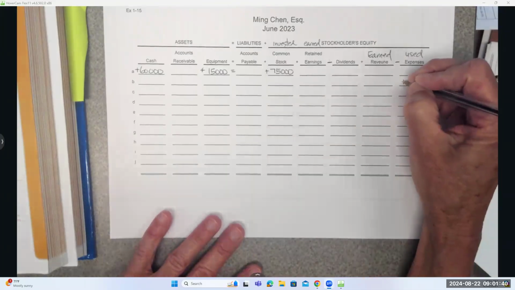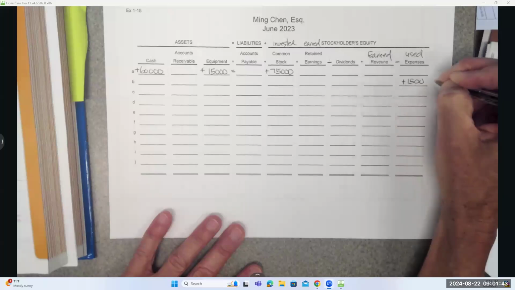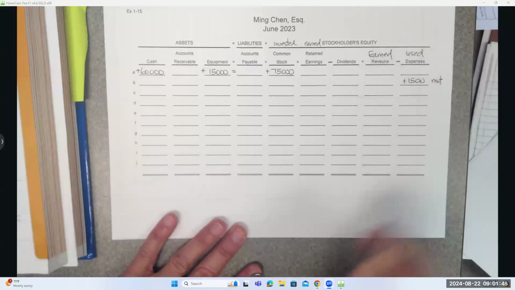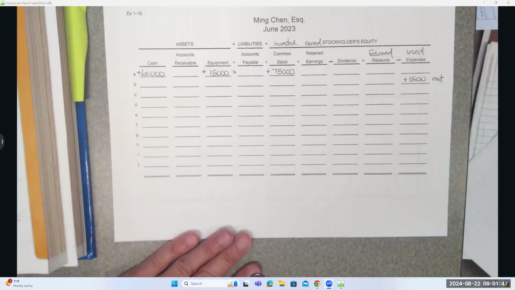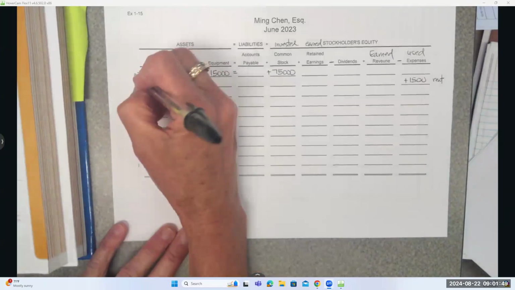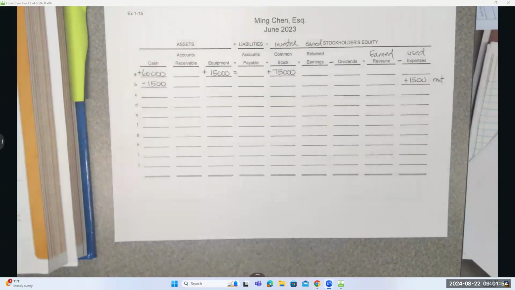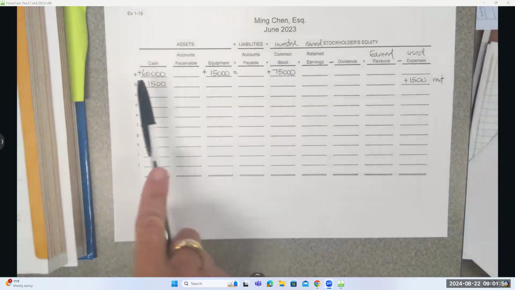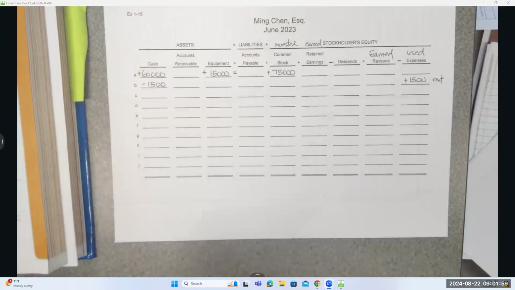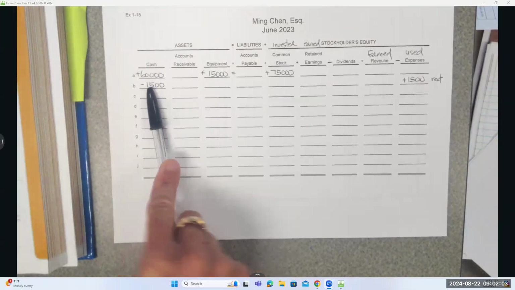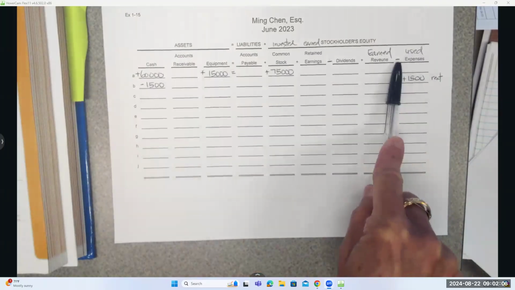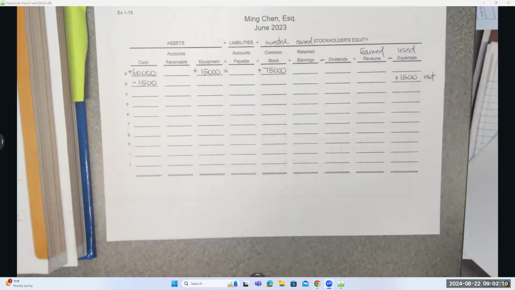So we're going to say, all right, we have $1,500 of rent. And we paid cash, so $1,500 in cash. Are we in balance? It's a plus on one side and a minus on the other side. Did we stay in balance? Yes, because this decreased assets, this increase in expenses decreased equity. So we increased assets, decreased assets, decreased equity. So we stay in balance.